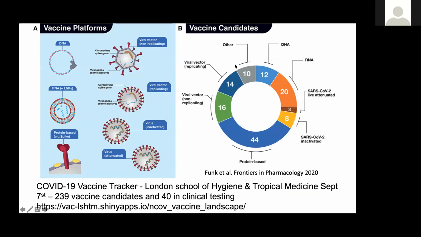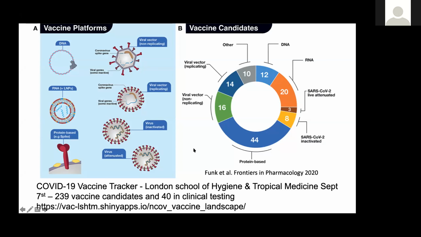So vaccines. This vaccine stuff is fascinating. So there's tons of vaccine platforms, DNA vaccines, RNA vaccines, recombinant protein vaccines. There's viral vector ones that don't replicate, viral vector ones that do replicate, so they can actually pump out more stuff. And there's even attenuated virus things. And this paper by Funk is an interesting analysis, but you can see it's published recently and it's already out of date.